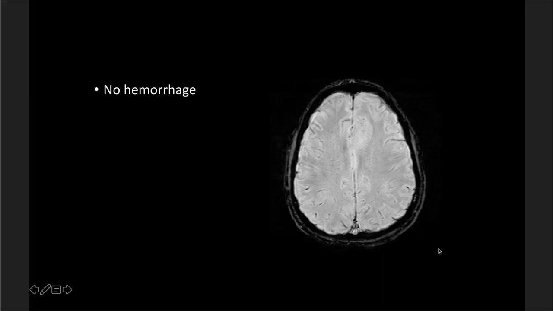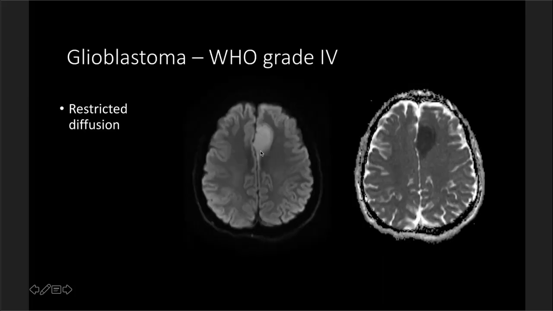When we look at the DWI images, we have restricted diffusion. It's fairly intense, so hyperintense signal on DWI and hypointense dark signal on the ADC map, so that's restricted diffusion. This turned out to be a glioblastoma, and that restricted diffusion tells us that it's a higher grade tumor.